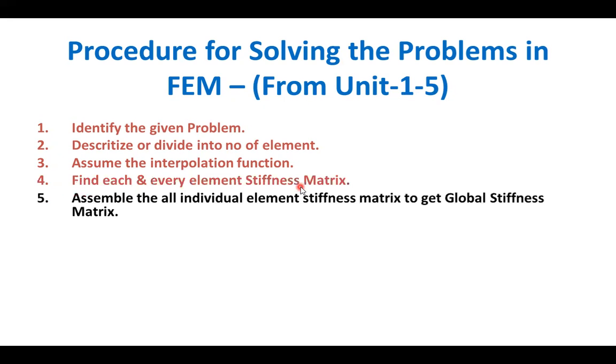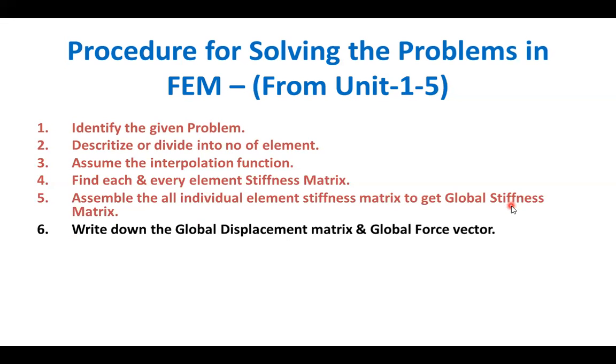Once you know each and every element stiffness matrix, you have to combine all the individual element stiffness matrices to get the global stiffness matrix. The fifth step is to assemble all the individual element stiffness matrices to get the global stiffness matrix. Then you need to concentrate on how to write the global displacement matrix and the global force vector.